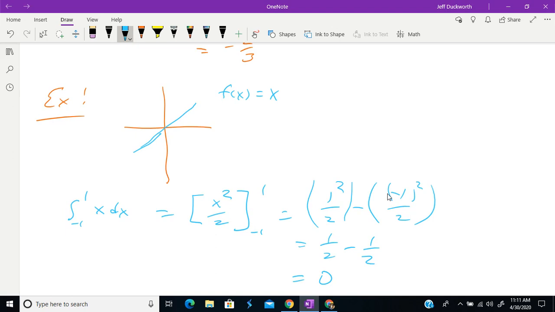So what it's actually illustrating here is, it's giving me this area, which is positive, and this area, which is negative, and they're symmetrical about the origin. So I have one that's going to be the negative component of the other. So 1/2 on one side and 1/2 on the other.